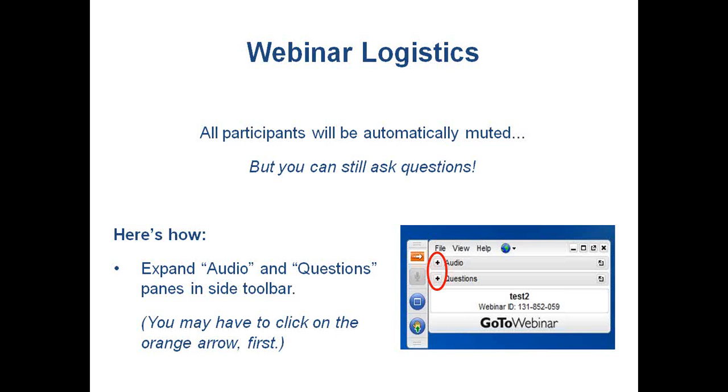We will be recording the webinar this evening, so to cut down on background noise, your audio input has been muted. However, since this is a training session, we want to make sure that you can ask questions. So these next couple of slides illustrate how to do that during today's webinar. First, you'll want to expand the panes in the GoToWebinar toolbar for audio and questions by clicking on the little plus signs. The audio pane will tell you if you're muted, and the questions pane will allow you to submit a question to the webinar presenters.